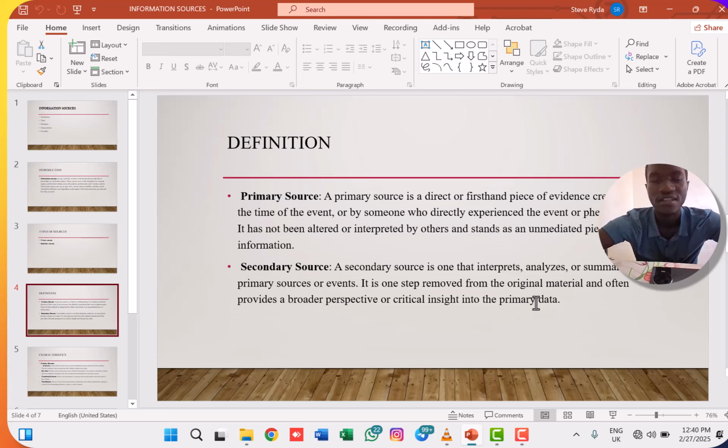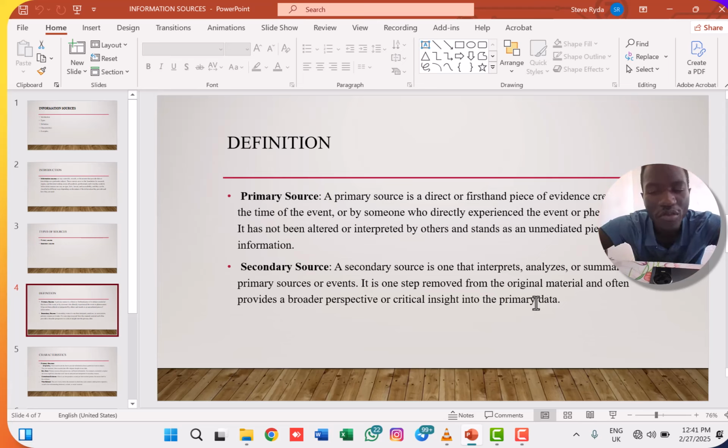Let's say it was a fight between a couple, but someone summarizes it, and it is really understood. So primary sources and secondary sources differ in that the primary source is a direct or first-hand piece of evidence, but a secondary source is one that interprets, analyzes, and summarizes. It's like going into the primary source, scooping the information and putting it in a well-ordered manner.